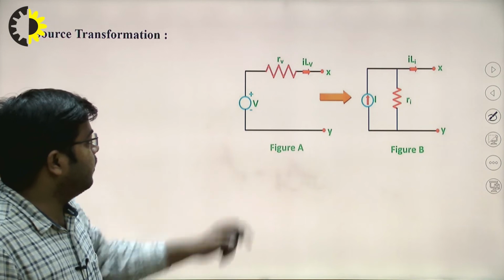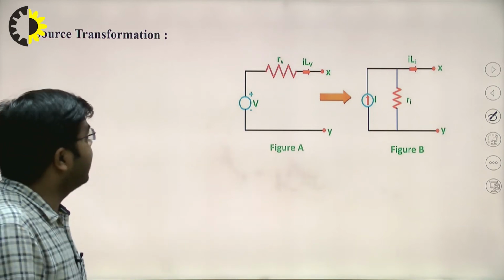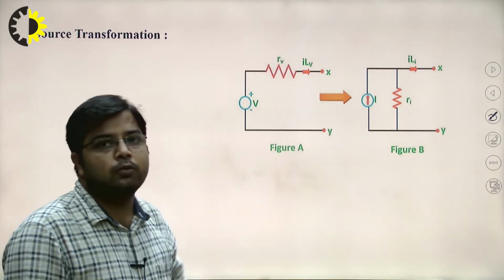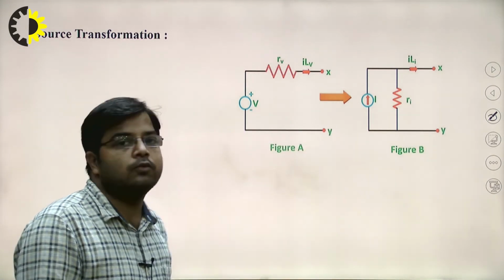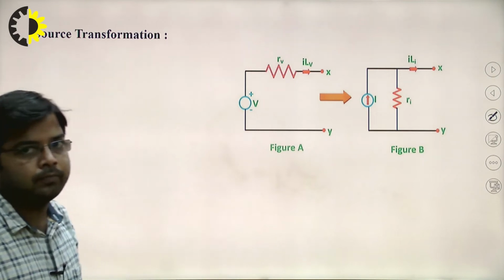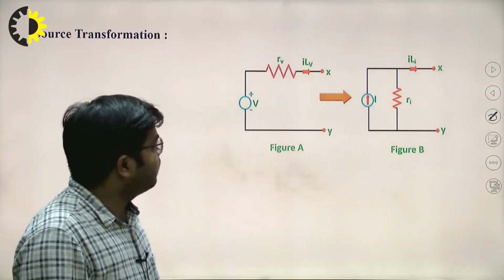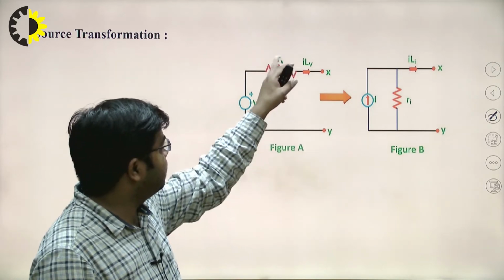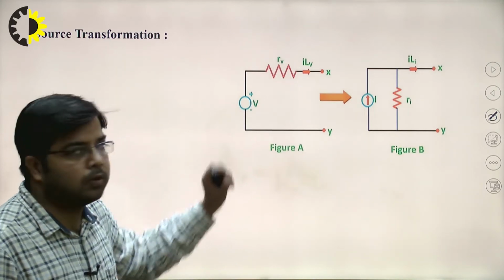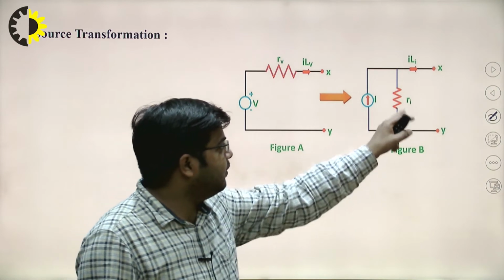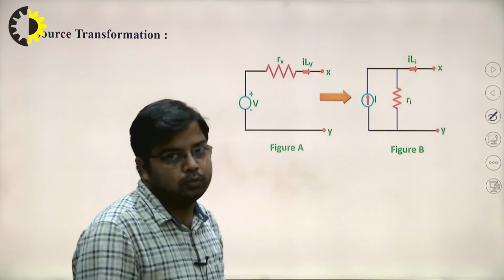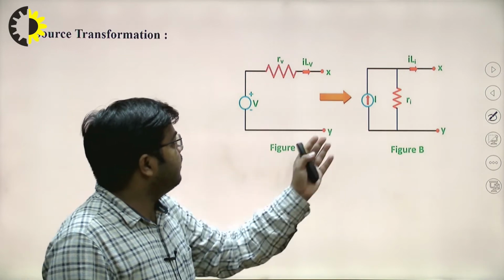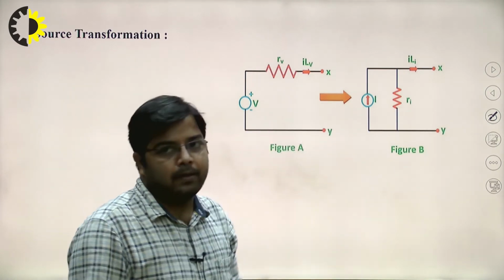So this is the given. Actually, in the source transformation, you can transfer the voltage source into current source, or you can transfer this current source into voltage source. Okay. So let's see the relation between the voltage V and current I and this internal resistance Rv. So this Rv is the internal resistance of this voltage source, and this Ri is the internal resistance of this current source. Okay. So we will see the relation between V and I and Rv and Ri.